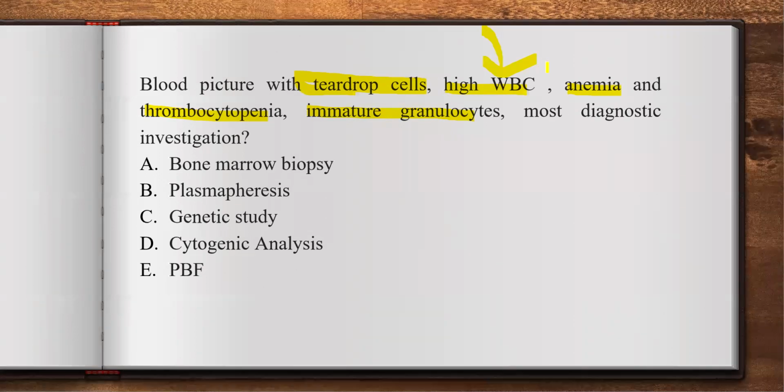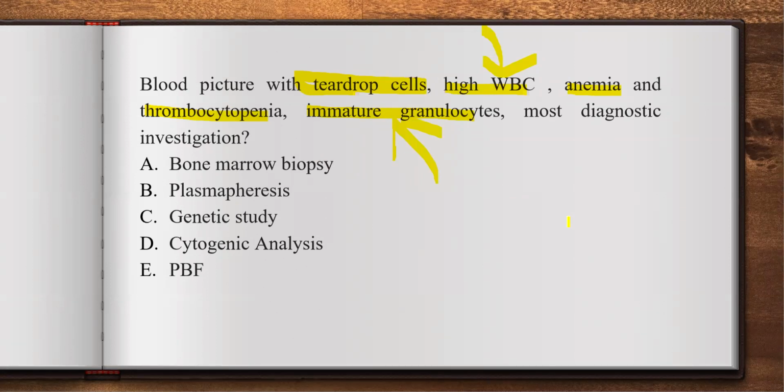We don't know. But then you look at this patient having high WBC, but also anemia and thrombocytopenia, that goes with leukemia, because sometimes the leukemic cells can infiltrate the whole bone marrow and you can develop anemia and thrombocytopenia. And this is the most important clue here, that you have got immature granulocytes.